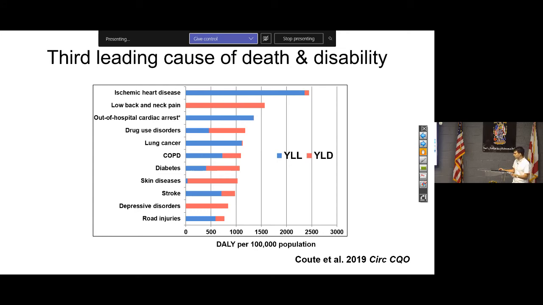This is a paper we published last year in Circulation, where on the y-axis you have the leading causes of death and disability. It's a measure called DALY. Using the CARES database, which I know we're part of here now, we calculated what out-of-hospital cardiac arrest is alone. The blue is mortality, YLL, years of life lost. So if your life expectancy is 73 and you die at 70, you lost 3 years. And then the red is disability. For out-of-hospital arrest, you can't really see the red. There's a little bit there, but the majority is life loss, so death, whereas with low back and neck pain, nobody's really dying. I mean, certainly spinal epidural abscess is in there and things like that, but for the most part, it's more morbidity than mortality.